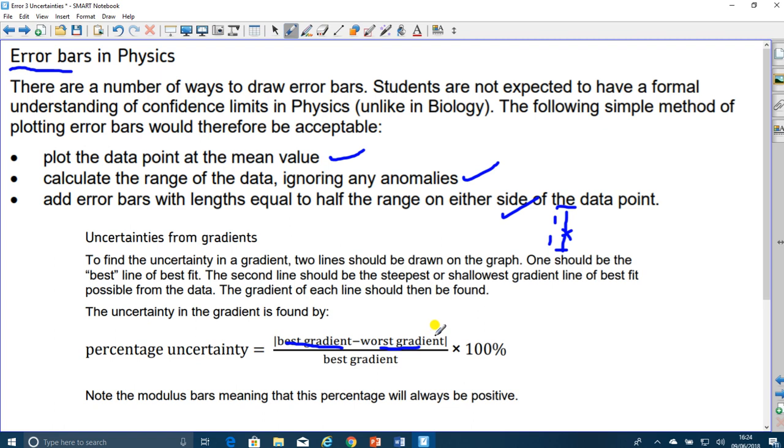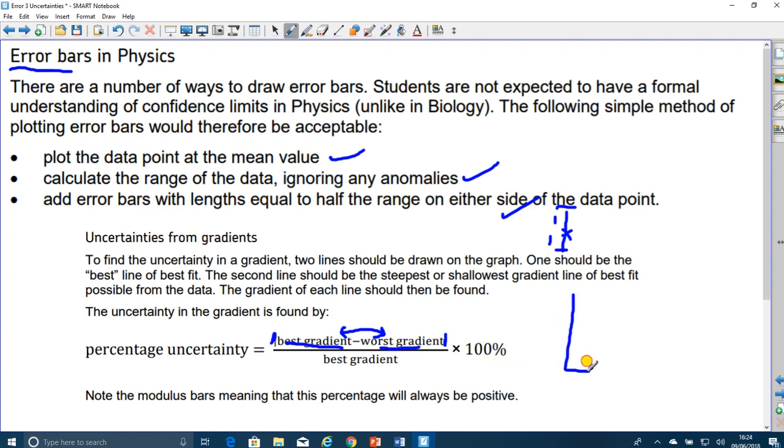Now, we then find the percentage uncertainty in that as the best gradient minus the worst gradient. Here, they've got modulus bars around them, and all that means is we're after a magnitude, a positive value. So basically it's the difference between the worst gradient and the best gradient. The worst gradient might be bigger or it might be smaller, but it's the magnitude of the difference. Divide that by the best gradient, the perfect one, times by 100%, and that will give you the percentage uncertainty in the gradient of a graph.